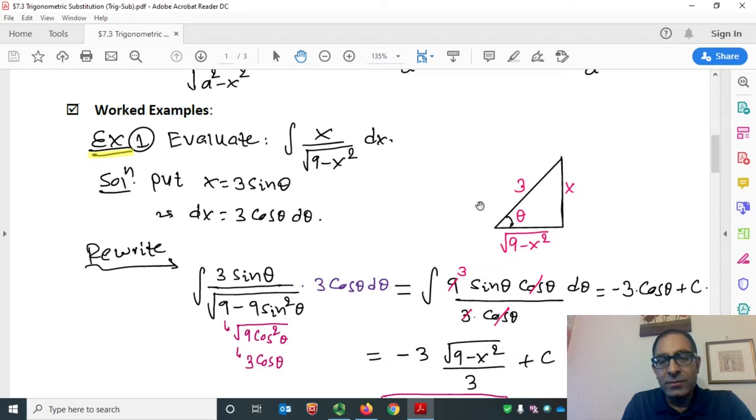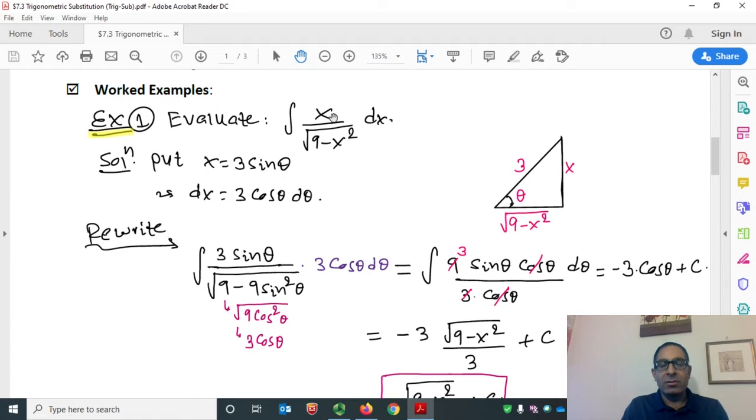And on the diagram side, in the right triangle, we put sine theta equals x over 3. So with theta as the angle reference, x is my perpendicular and 3 is my hypotenuse. Then by the Pythagorean theorem, the base must be radical 9 minus x square. Great. Now let me move to the solution side here. We put x equals 3 sine theta, then dx equals 3 cosine theta d theta.